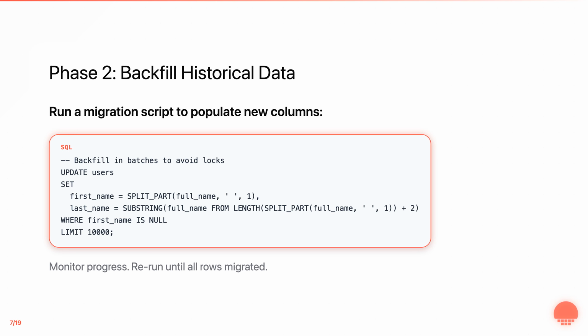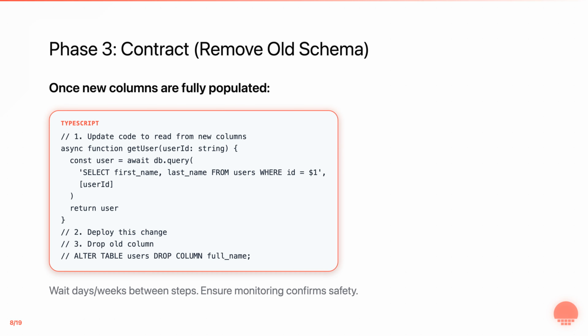Now comes the scariest part, removing the old schema. First, switch your read queries to pull from the new columns. Deploy that. Watch your error rates for a few days. If everything looks clean, then you can finally drop that old full name column. Wait actual calendar days between these steps. I know it feels slow, but if something breaks, you want time to catch it before the old data is gone forever. The contract phase isn't where you rush, it's where patience saves your job.